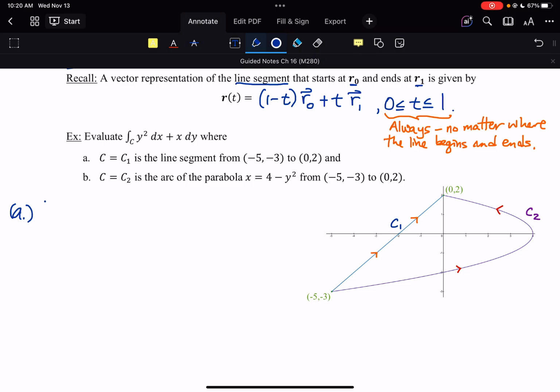All right, so part A. This is a line segment. So for our parametric representation for the line segment, R0 is (-5, -3), and R1, the ending point, is (0, 2).